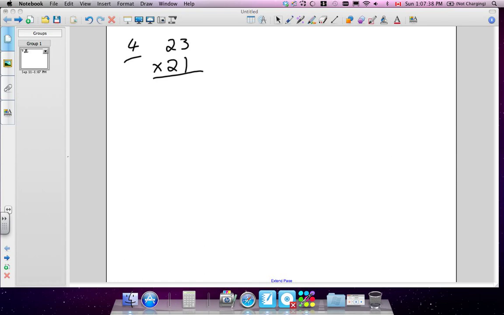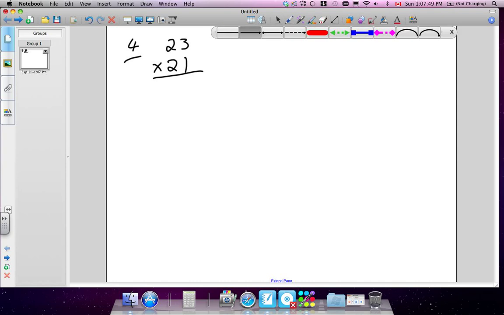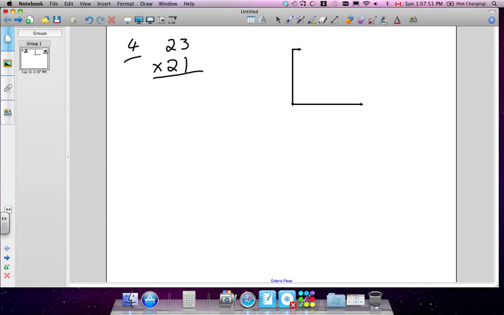Okay, so 23 times 21. There's a couple ways we can do this. We can set it up like this and do it the way we've normally done in school. Another way we can set this up is if we create boxes. I think I showed you this a while ago. Lattice something? Not quite.